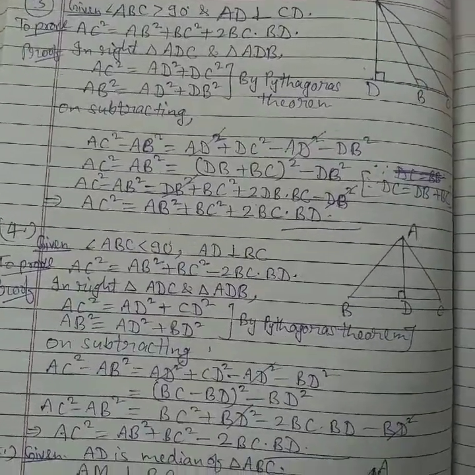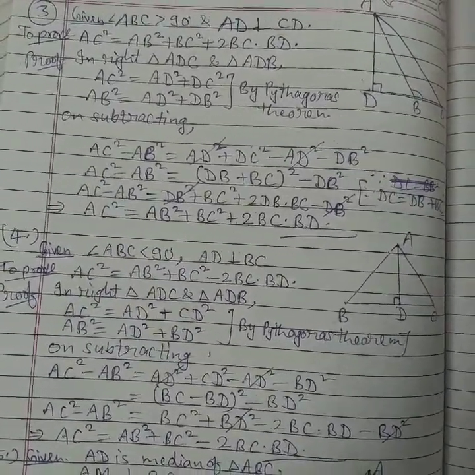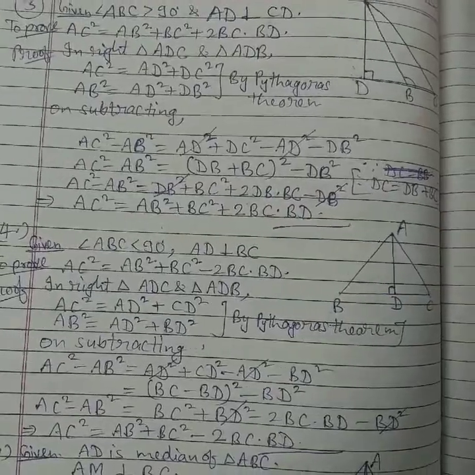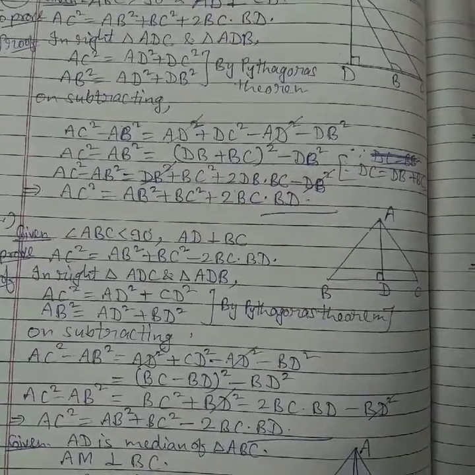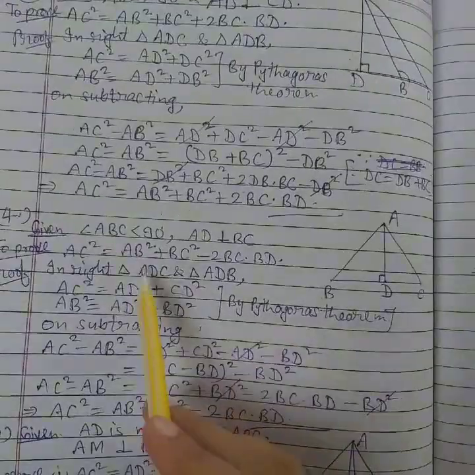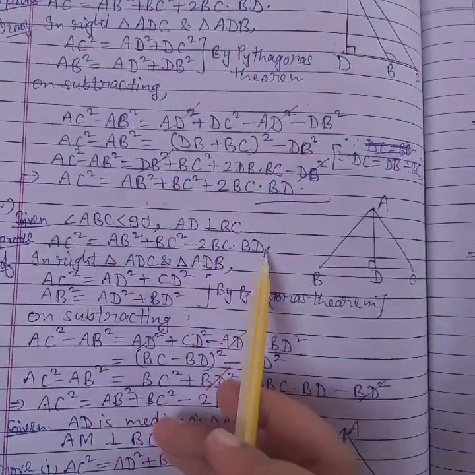In the given figure, ABC is a triangle in which angle ABC is less than 90 degrees, meaning an acute angle triangle, and AD is perpendicular to BC. Prove that AC square equals AB square plus BC square minus 2BC into BD.